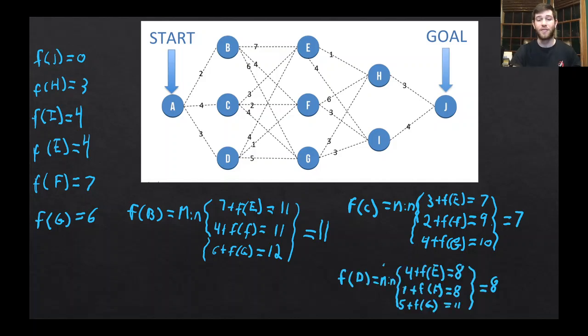And then lastly, F of D, we can go 4 to E. 4 plus F of E is 8. We can go 1 to F. 1 plus F of F is 8. Or we could go 5 to G. 5 plus F of G is 11.